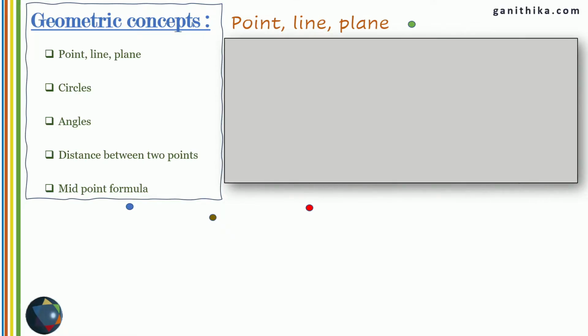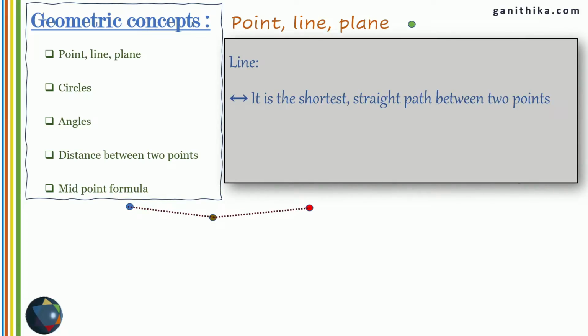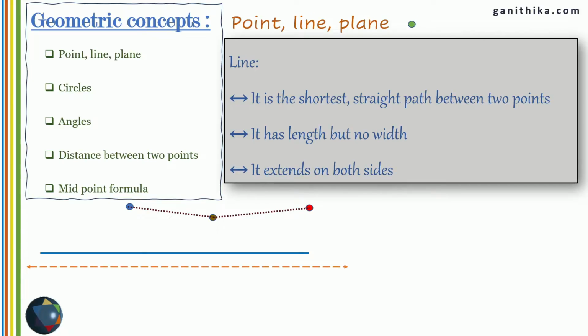Next is lines. What is a line? It's the shortest straight path between 2 points. So it should be a straight path between 2 points, and because it is straight, it is going to be the shortest path. Next, it has length, but it doesn't have any width, and it extends on both the sides infinitely. Okay, this is a line.